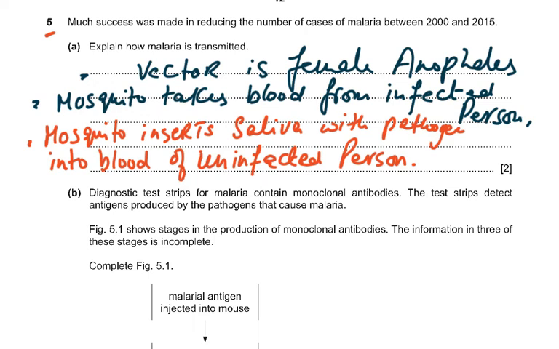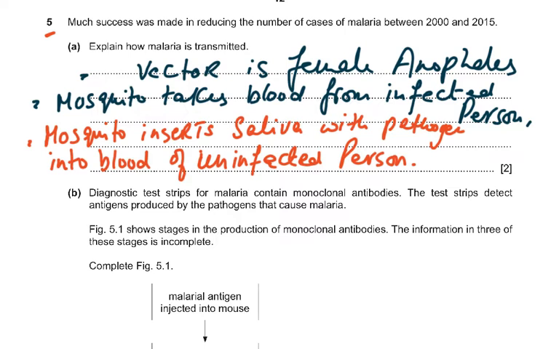Mosquito takes blood from an infected person, and then the mosquito inserts the saliva with the pathogen into the blood of an uninfected person. But actually the detail of it is that when the mosquito sucks the blood of an infected person, then the blood goes into the stomach of the mosquito. Then from the stomach, the pathogens with the plasmodium migrate to the salivary glands of the mosquito, where they multiply. And then when it has to suck the blood of another person who may be infected or uninfected, it can be either case, then it has to inject its saliva, which contains an anticoagulant.